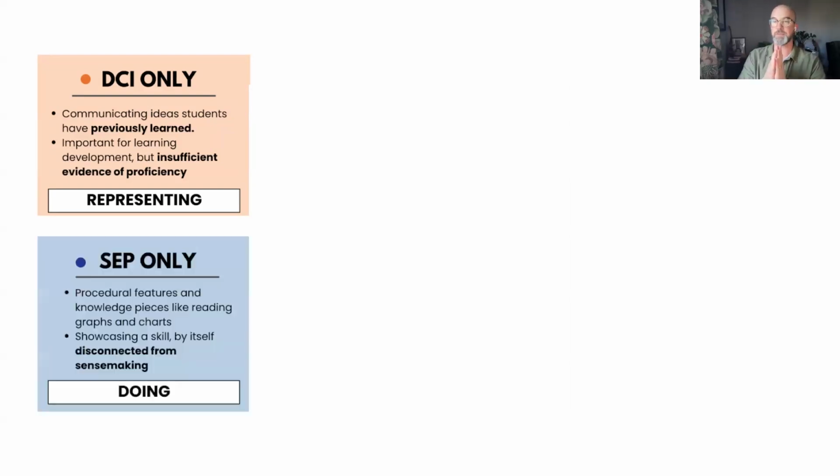We also write a different type of one-dimensional question, which are called our SEP practice problems. And these are questions that are doing. So the DCI is representing their understanding. The SEP is doing the thing. So, evaluate a limitation of this model, or select the model that represents this abstract process. What would you change about this model? Or if this model changed in this way, what would that be?